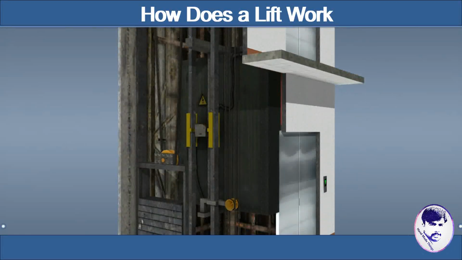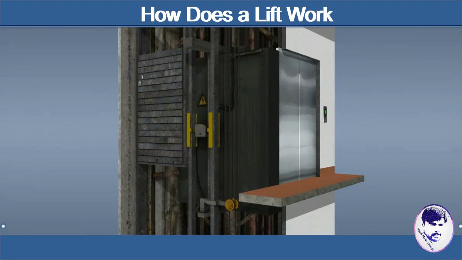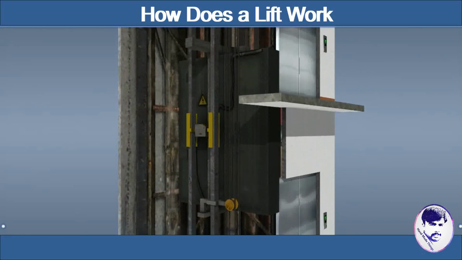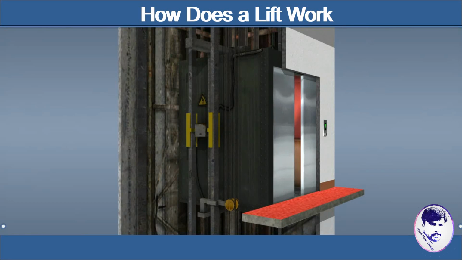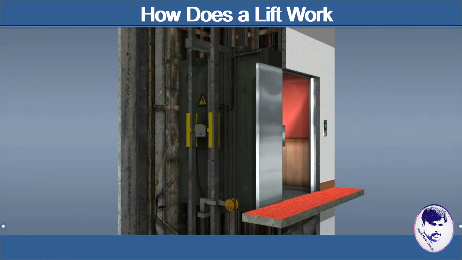The drive gear of the suspension cables is operated by an electric motor. When the motor is turning the drive sheave in one direction, the cabin travels upwards. When it turns in the opposite direction, the cabin travels downwards.